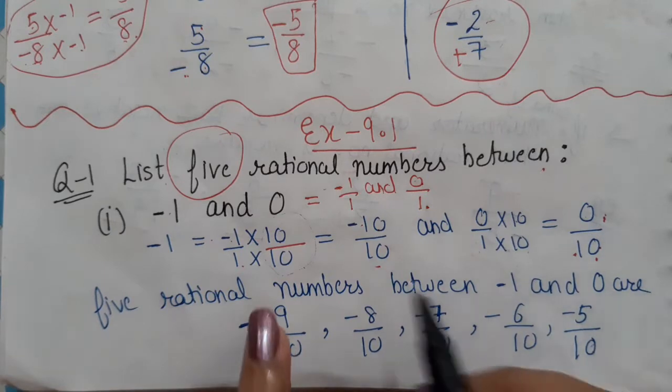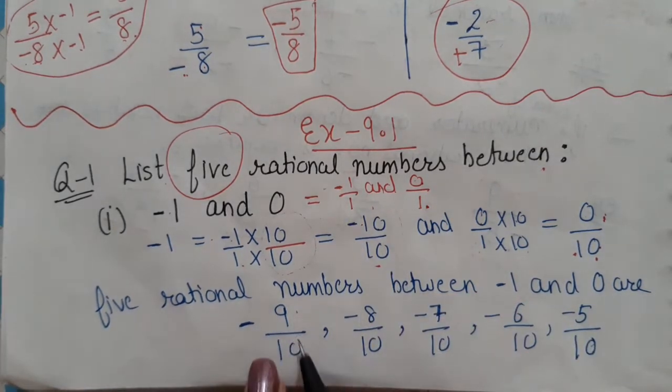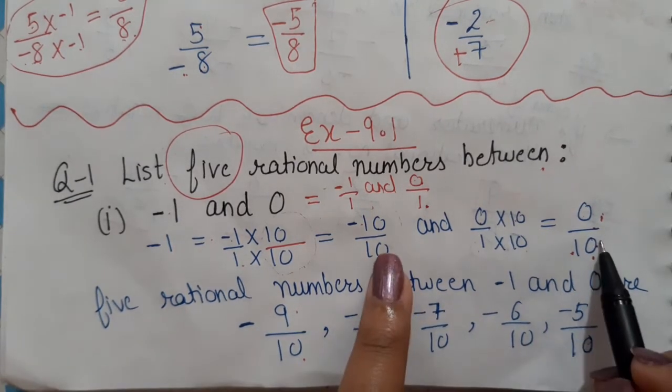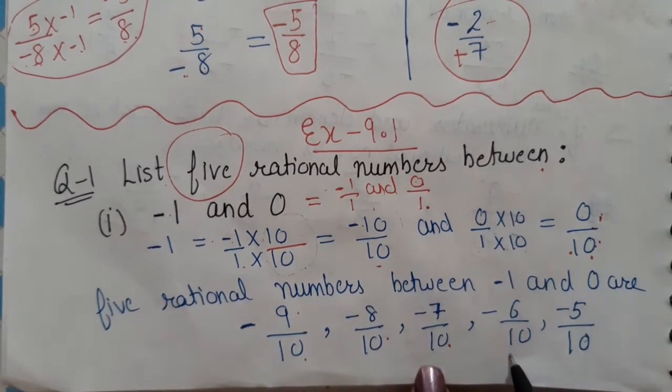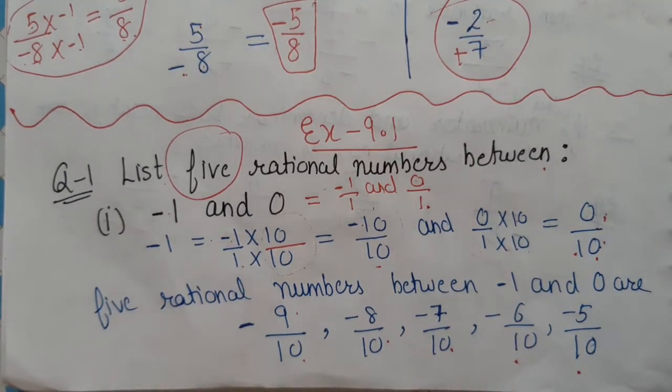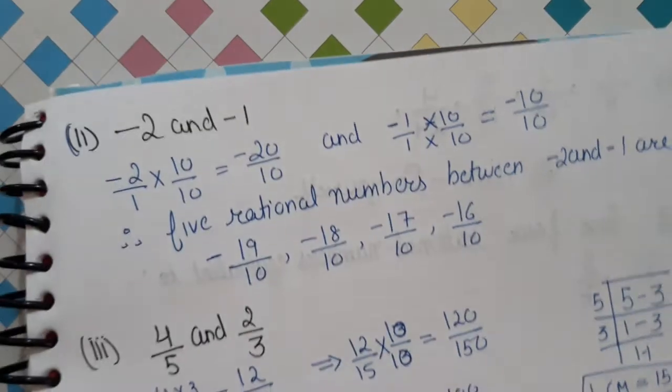We need 5 in between, so you can't take minus 10. So minus 9 upon 10 is between them. Minus 8 upon 10, between them. Minus 7 upon 10, minus 6 upon 10, minus 5 upon 10. In this way you can find the rational numbers between any two numbers. Now let's move to next.